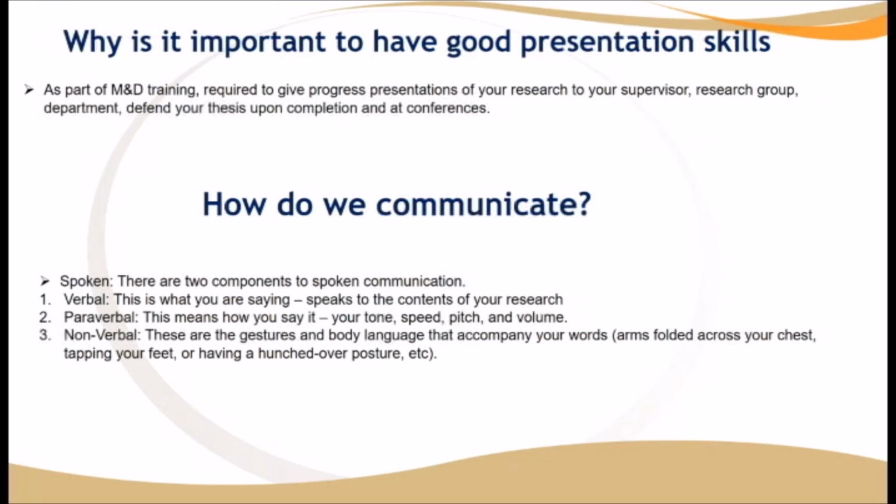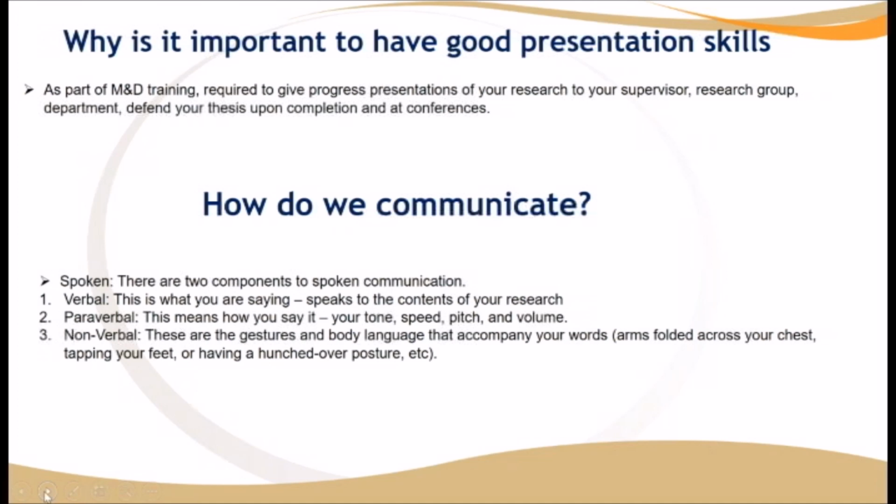So how do we communicate? We've already seen in the first part that we can communicate our research through writing, but in this part, we're looking at the spoken part of communication. So through spoken word, there are two components of spoken communication. There's the verbal. Verbal refers to what you are saying. So it speaks to the content of your research, okay? Paraverbal means how are you saying what you are saying?